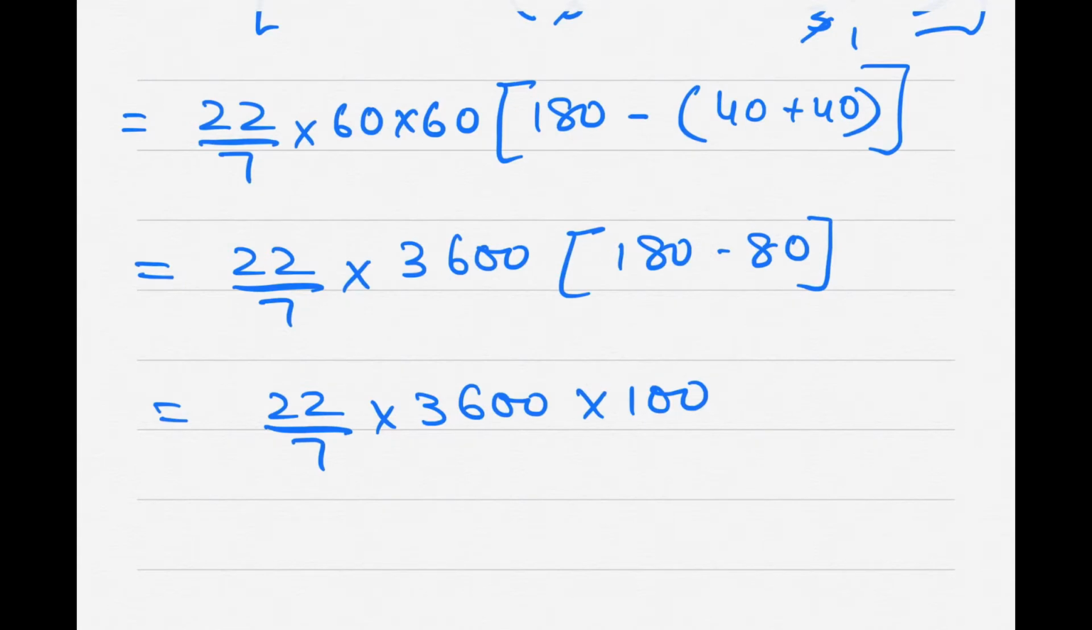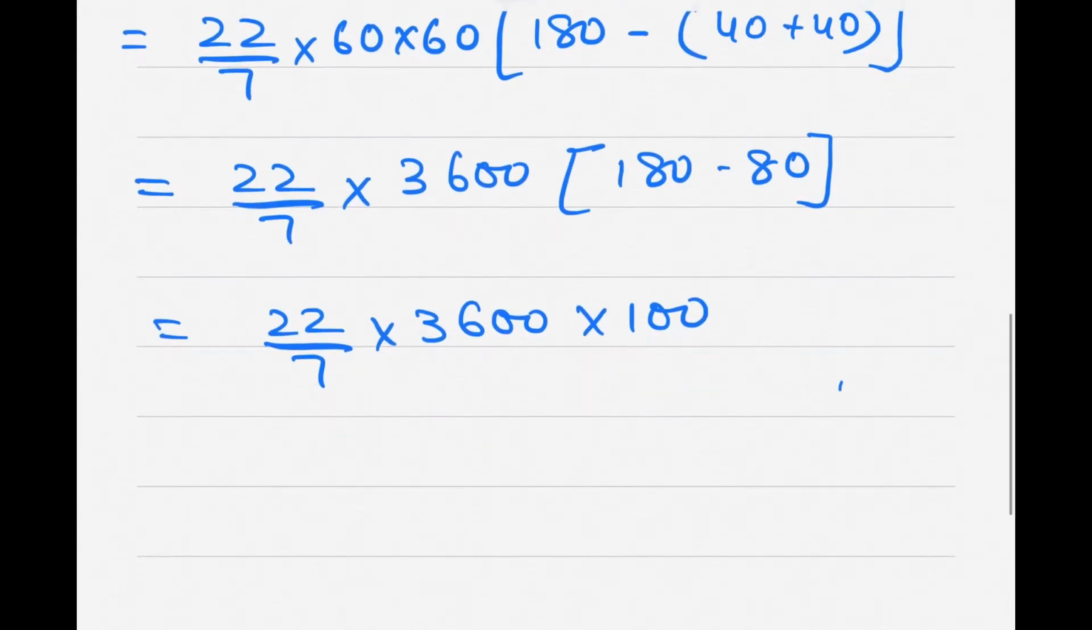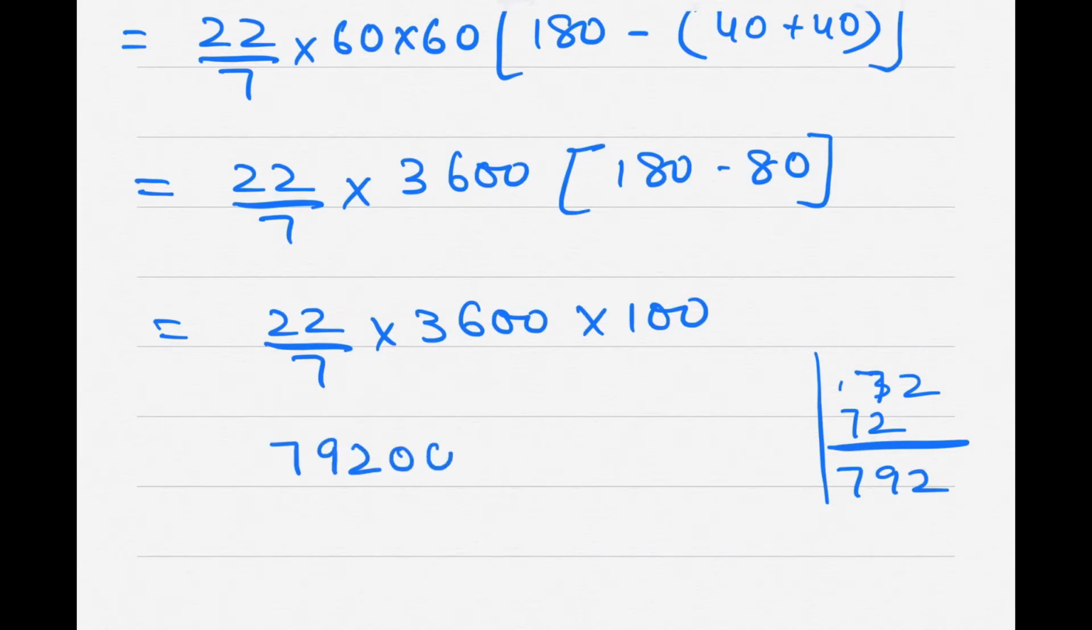So I just need to multiply, I think now. So I can multiply all the things. So I can take multiplication, right? 36 into 22. Let me do 36 into 22. So 36 into 22 will be 72 and 72. So 792, right? So 792, 1, 2, 3, 4 zeros by 7.